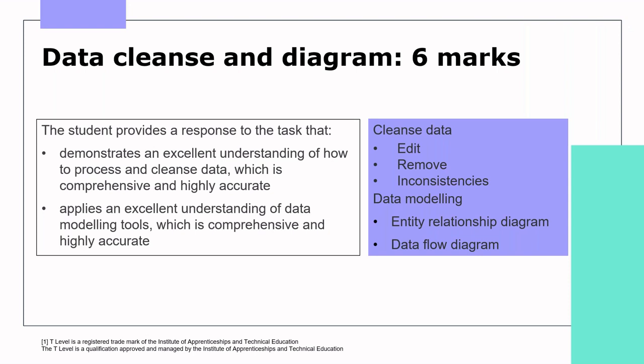The first action, cleaning the data and applying a data modeling tool, is worth 6 marks. And when it comes to cleansing the data, students may need to edit some aspects such as errors and formats, remove any irrelevant data, or protect the data such as personal information, or fix inconsistencies such as a mix of number and text, or different date or time formats, just as a couple of examples. Then there's the data modeling tool, which could be an entity relationship diagram or a data flow diagram, depending on the brief.